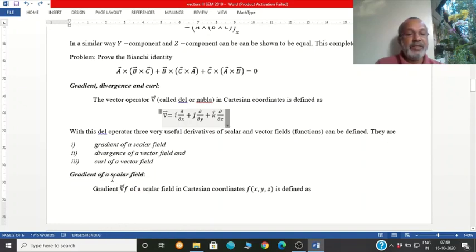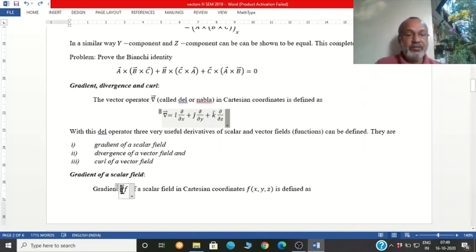Scalar field means scalar function, a function depending upon space variables, space variables x, y, z. So if a scalar quantity is depending upon space variables, then it is also called a scalar field, because at every point x, y, z we have a function which is a scalar quantity. So that is called a scalar field.